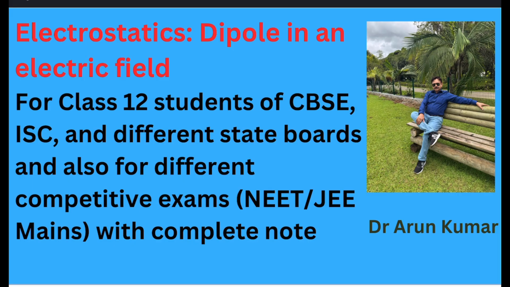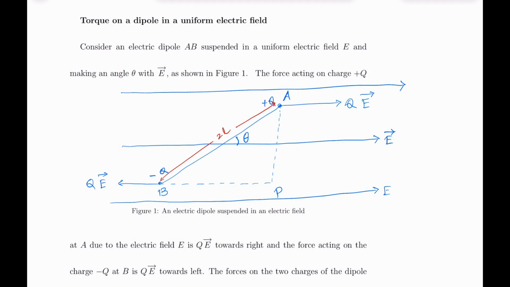Now let us come to the topic. We will first find out the torque on a dipole placed in a uniform electric field. So consider a dipole AB with a charge plus Q at the end A and charge minus Q at the end B. The dipole axis makes an angle theta with the direction of the electric field. The length of dipole is 2L.